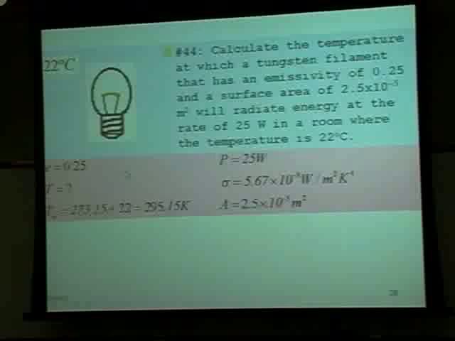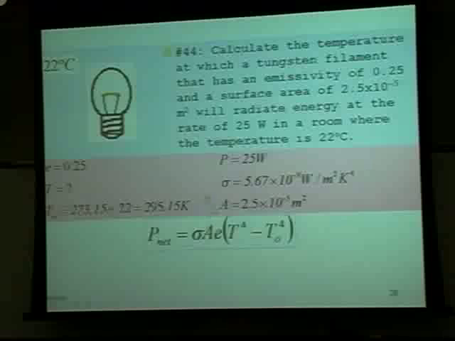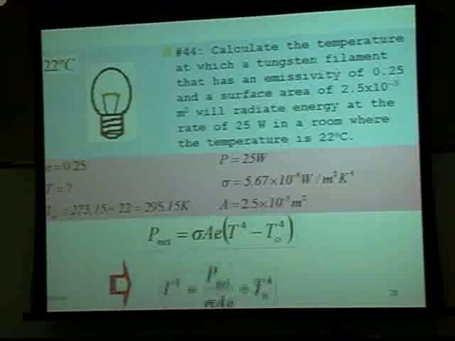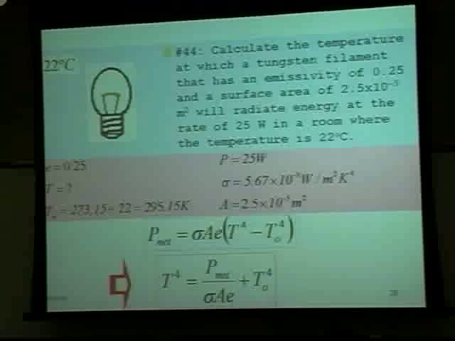So if we set up our power equation, power equals sigma, area, emissivity, temperature to the fourth minus the temperature of the surroundings to the fourth. And solve this for the temperature of the filament. So we're going to divide both sides by sigma, area, emissivity, and add T naught to the fourth to both sides. So it looks like this. T to the fourth equals our net power over sigma, area, emissivity, plus T naught to the fourth. Take the fourth root of that.